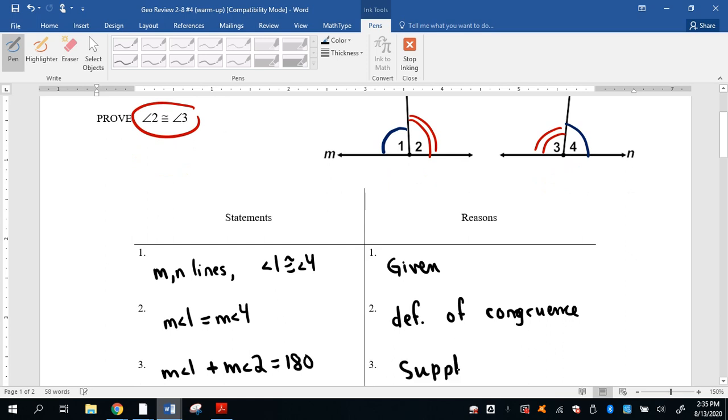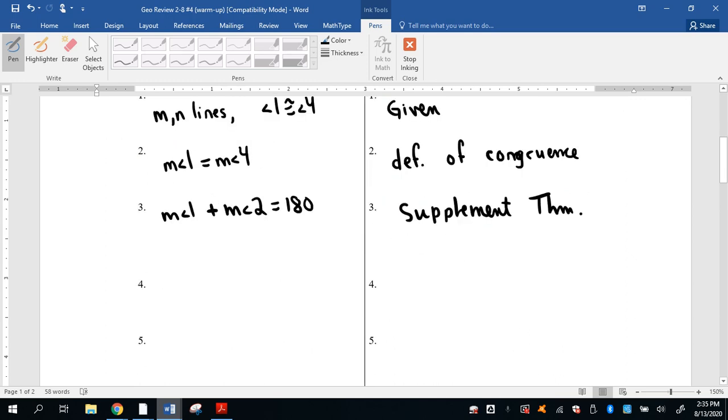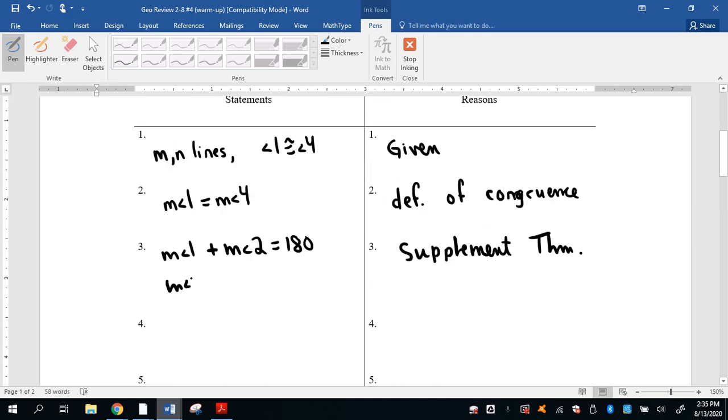And in that same line, we can say the measure of angle 3 plus the measure of angle 4 equals 180 as well. Now, hopefully, if you feel comfortable with the vertical angle theorem proof, you can clearly see what our next step is. I'll give you about 10 seconds to think about what statement 4 will be.